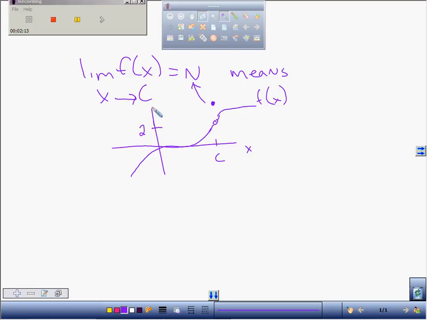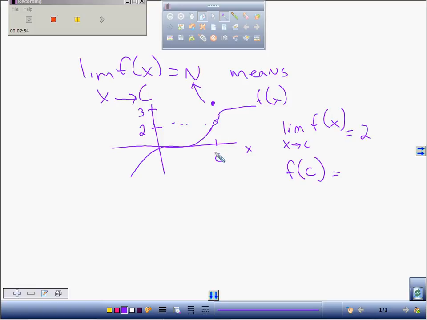So you could have something that looks like this. As this function gets very, very close to c, as x gets very close to c, what y value do I approach? Look over here. 2. So as I get very close to c, the function approaches 2. So in this case, the limit as x goes to c of f of x is equal to 2, even though f of c is not equal to 2, it's equal to this point up here.